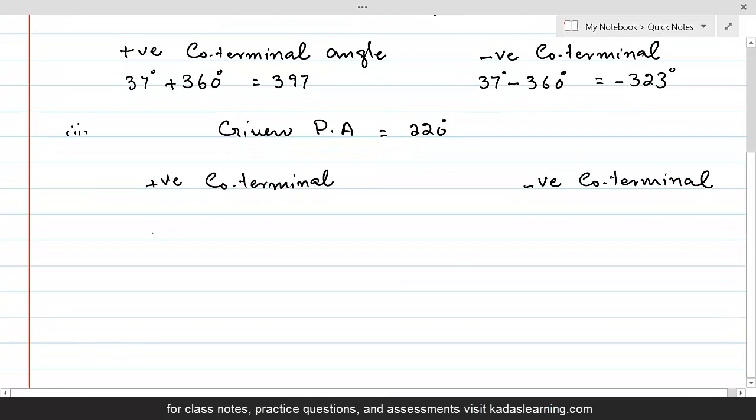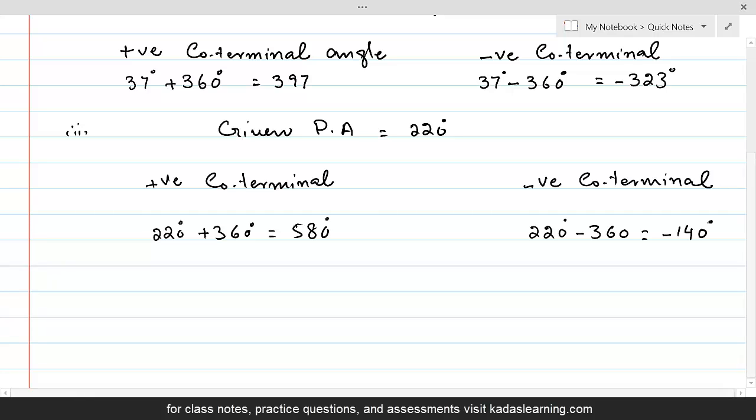So 220 degrees plus 360 will give us the positive coterminal, and 220 minus 360 will be equal to minus 140, and this will be 580. This is equal to 580 degrees. This is the positive coterminal angle and this is the negative coterminal. If we continue adding and subtracting, we can find more and more positive and negative coterminal angles.